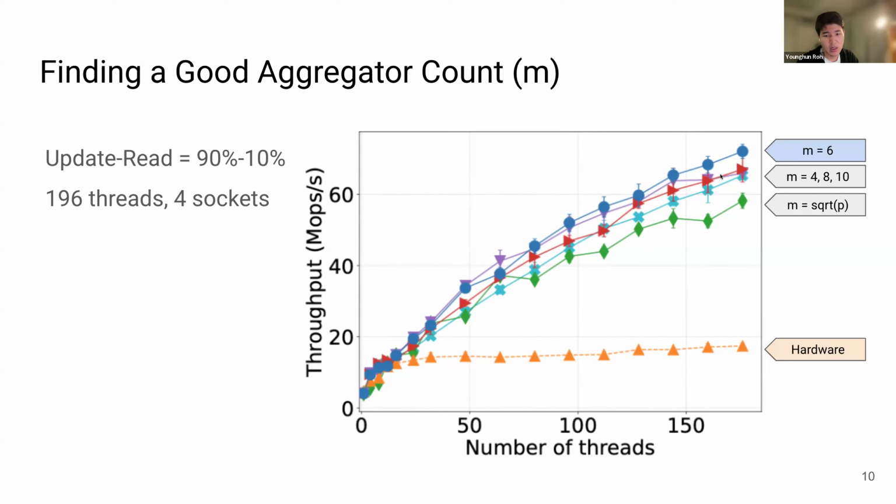We tried with multiple constant numbers of m, and we also tried the square root of p aggregators, to see whether the theoretical minimum of the contention is actually optimal in the practical sense. But in this experiment, we saw that when we have 6 aggregators, it performed the best overall, and we're going to use that version, m equals 6, in the subsequent experiments.